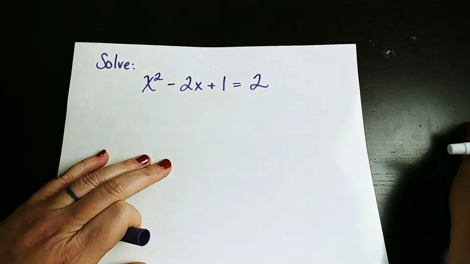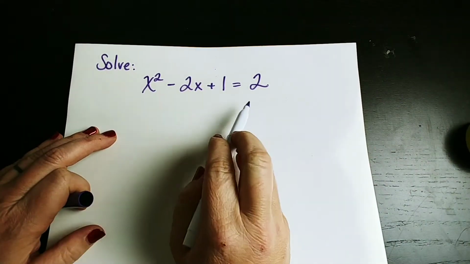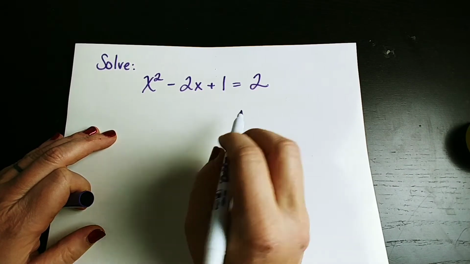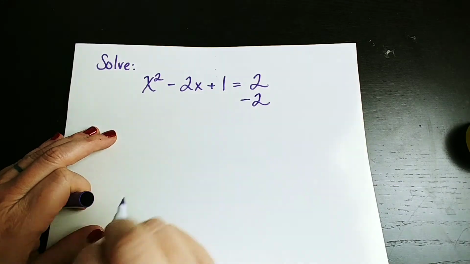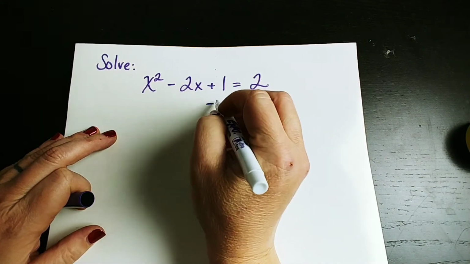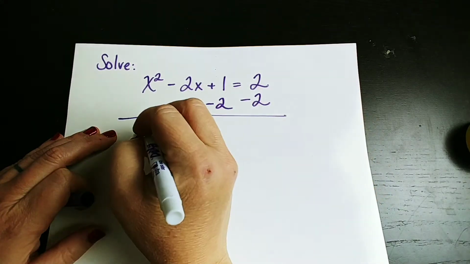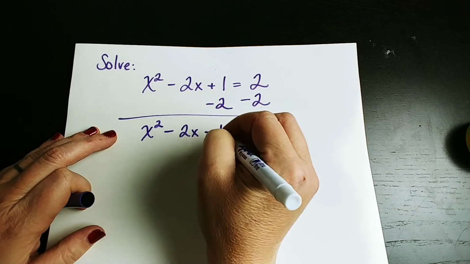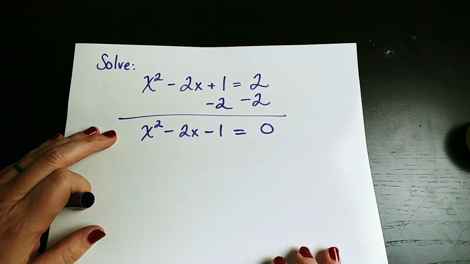Okay, so let's get rid of this. And it's fairly easy. It doesn't equal 0, and we want it to. So what's causing it to not equal 0? Well, the fact that it equals 2. So we're going to get rid of 2. How do you get rid of 2? You subtract it. Anything you do to one side of the equation, you have to do to the other side of the equation. Okay, so we've got x squared minus 2x. 1 minus 2 is negative 1. And now it equals 0.